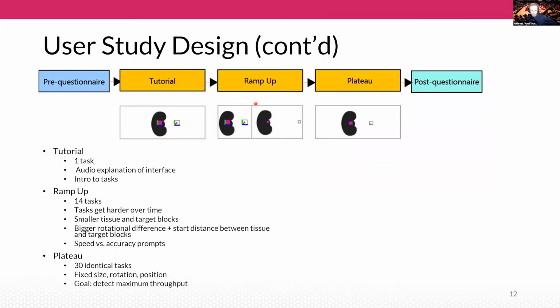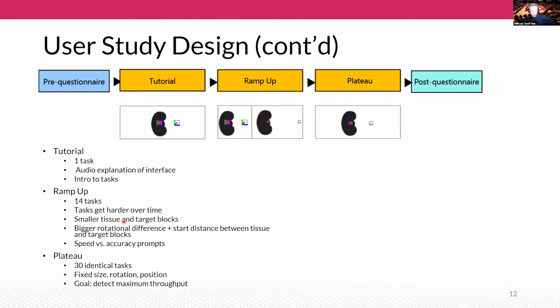So this is a little flowchart showing how we designed these tasks over time. We have the pre and post questionnaire at the beginning and at the end. Then we have a tutorial task. That is just one task where the user listens to an audio explanation of the interface, and it's kind of an introduction to the whole thing. Then we have a ramp up phase. Those are 14 tasks total that get harder over time.